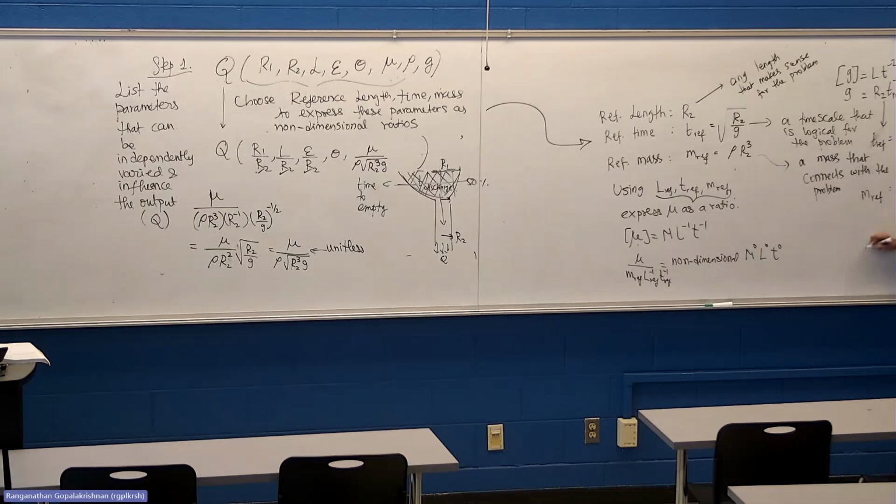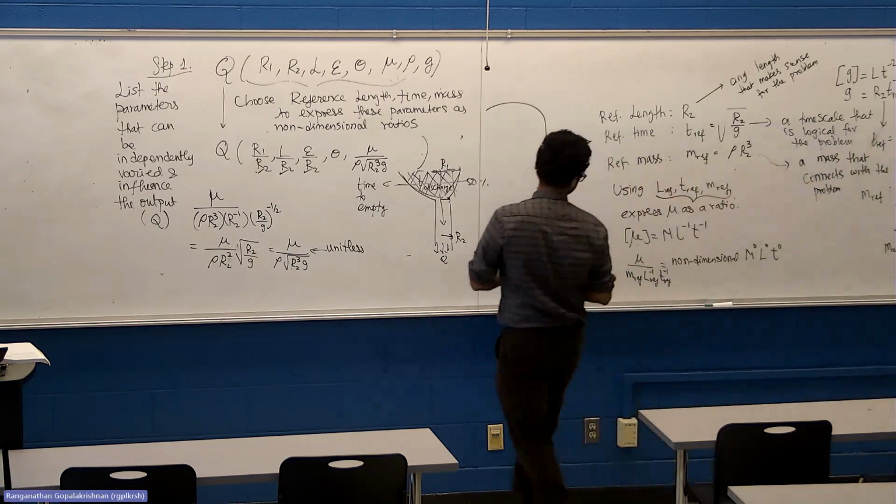So we take M ref to be, in this case, mass of fluid contained in the cone, which should scale with density times volume of the cone. But instead of expressing volume exactly, let's take M ref equals rho times R2 cube, because R2 is our reference length. Okay, so you get rho times R2 cube.